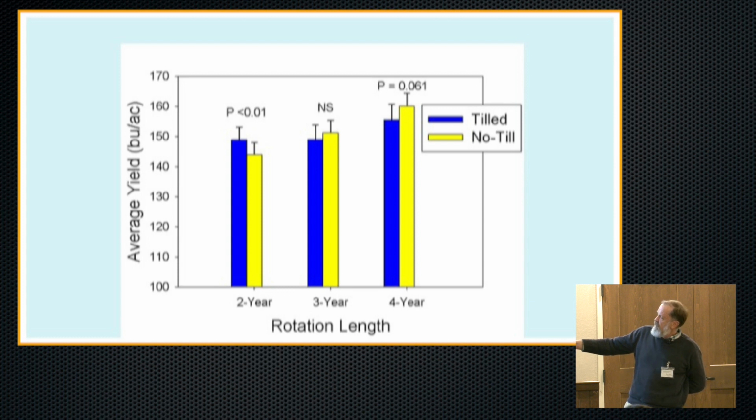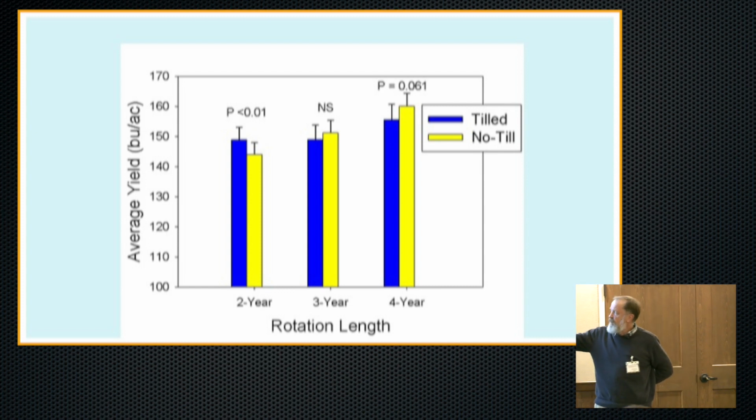And we can see that the no-till responded very strongly to the longer rotation. So we picked up about 16, 17 bushel an acre in the no-till system with a 4-year rotation. And in the tilled system, we picked up about 6 or 7 bushel per acre. And actually in a 2-year system, the tillage did better than the no-till. In a 4-year system, the no-till did better than the tilled.